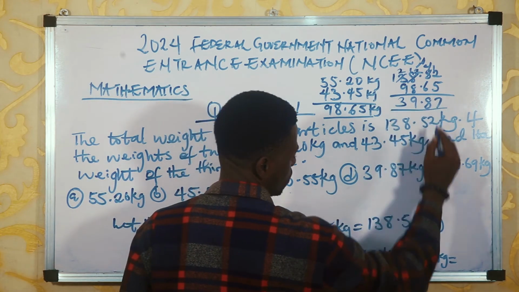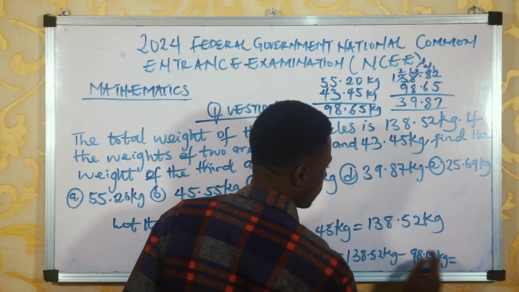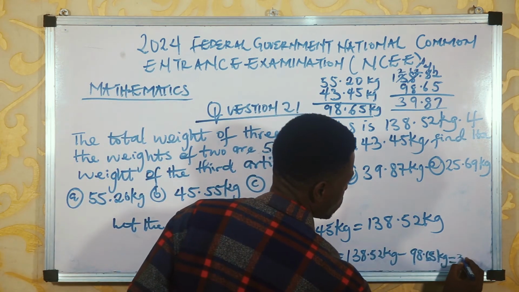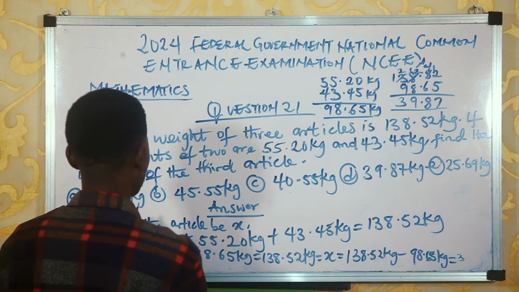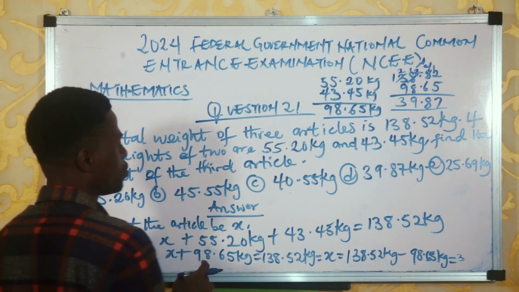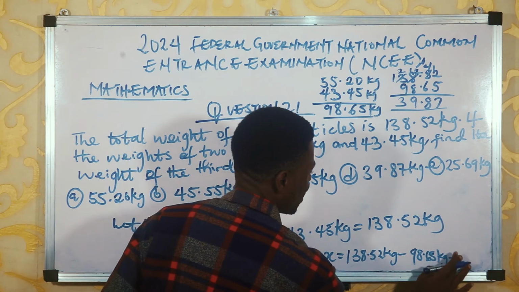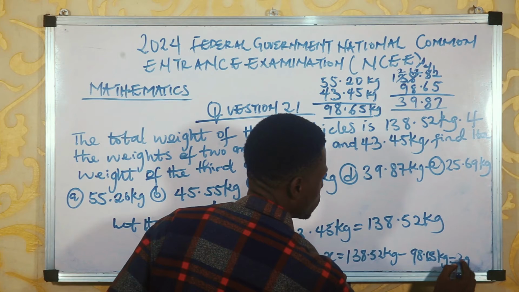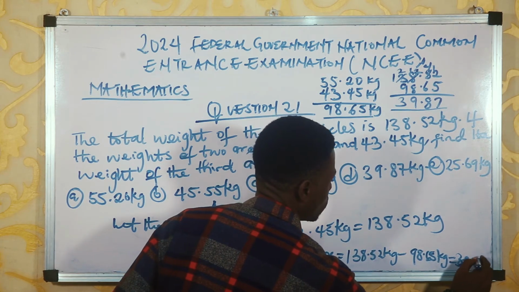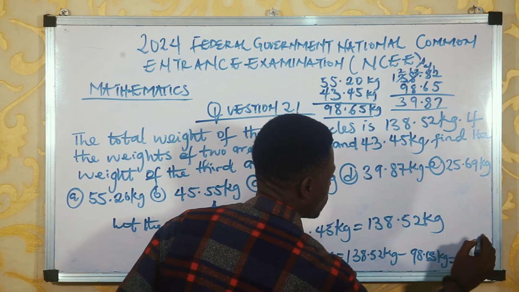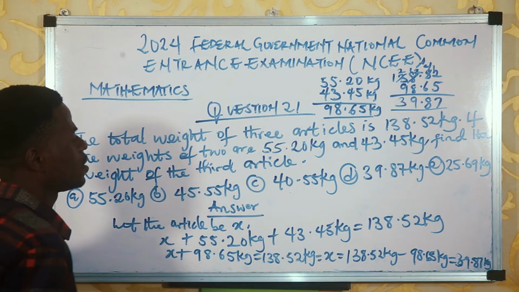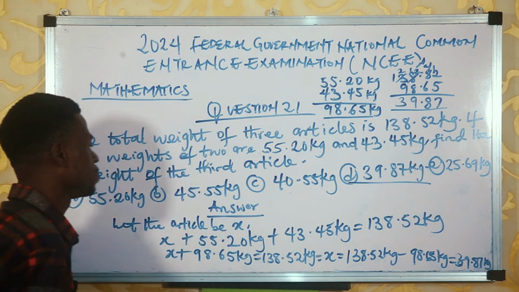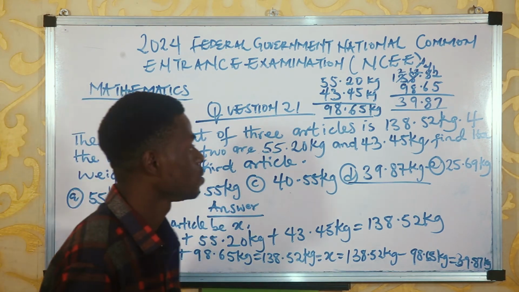So our answer here is 39. Our unknown is the third one we are looking for. The weight of the third article we are looking for is 39.87 kilogram. So that's our answer. So our answer is option D, which is 39.87 kilogram. Take note of that. Thank you.